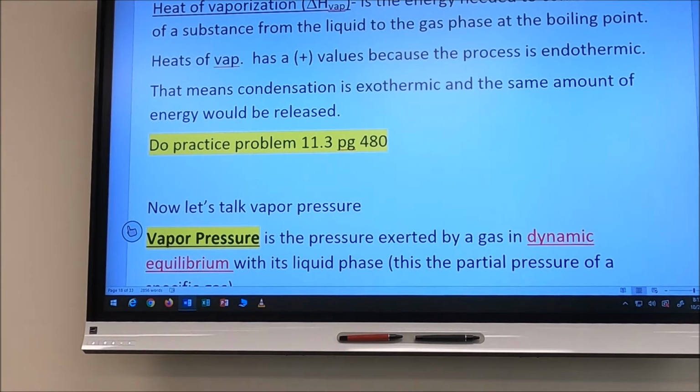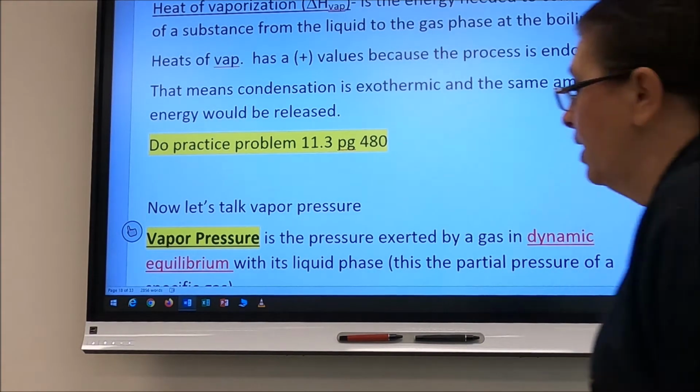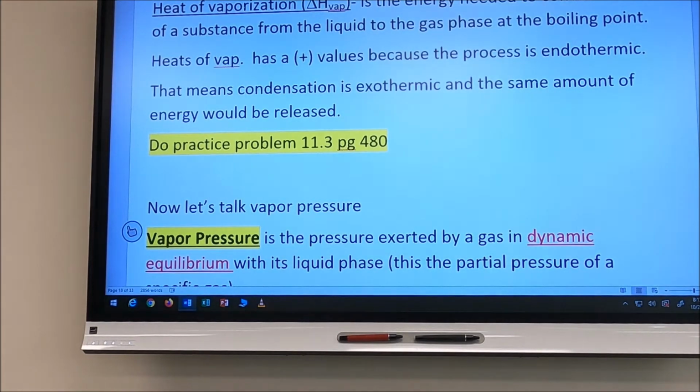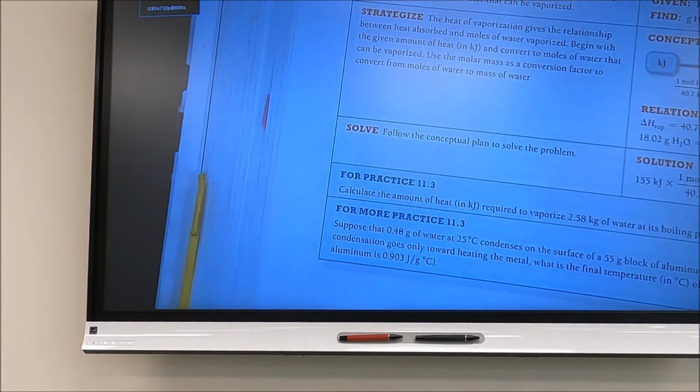So let's look at practice problem 11.3 on page 480. All right. So page 480, come on. I should have pulled this out earlier. Hang with me, guys. All right. Let's look at the problem on page 480.